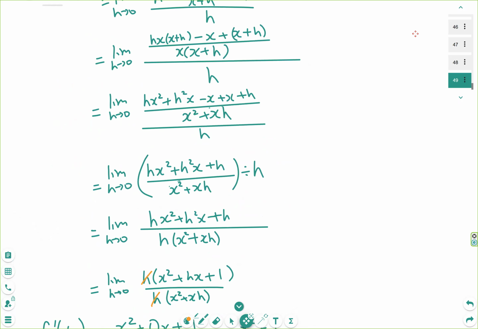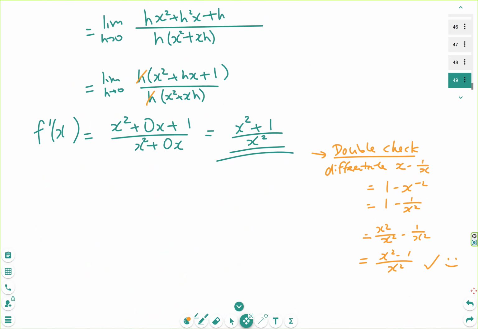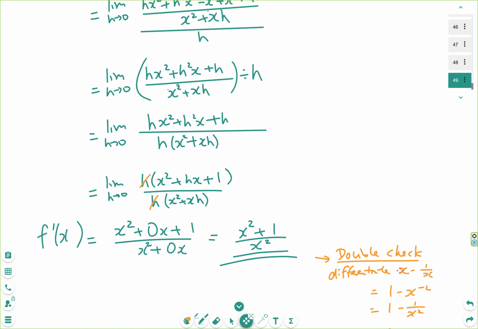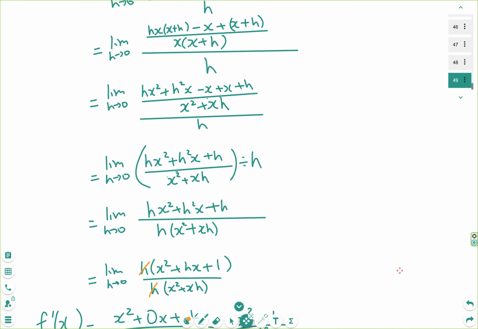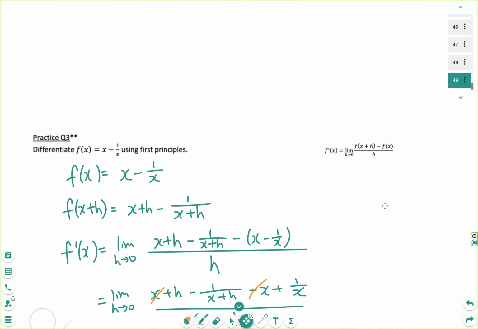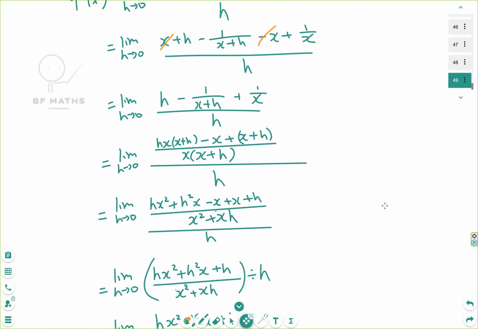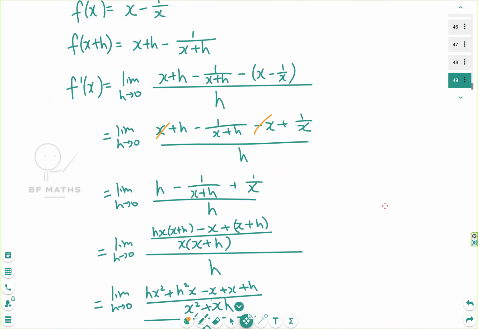Right, so I'm going to show you just the final answer is x squared plus 1 over x squared. Okay, so I did a double check as well to differentiate the original using the shortcut, and I got the same answer. Okay, minus 1, minus, right, hang on. Oh, did I mess up? Was it x minus? Oh, I messed up somewhere. Be right back. Let me find my mistake.